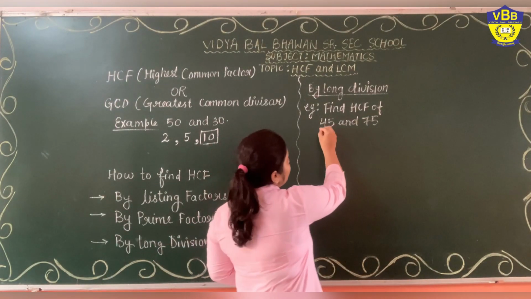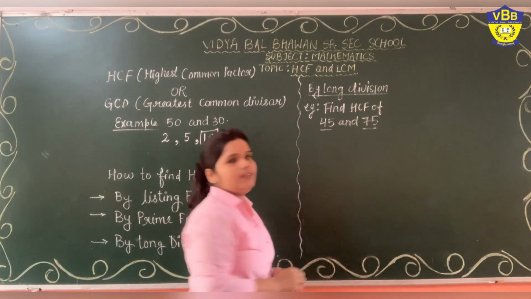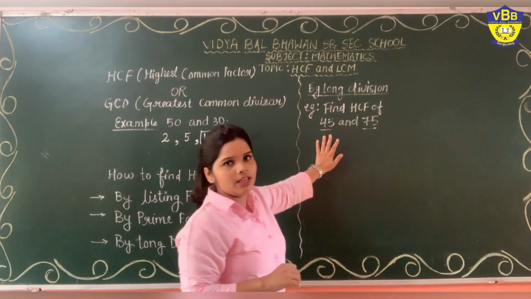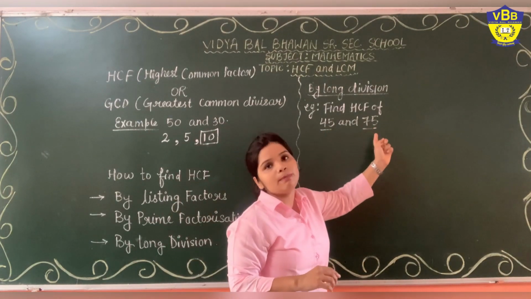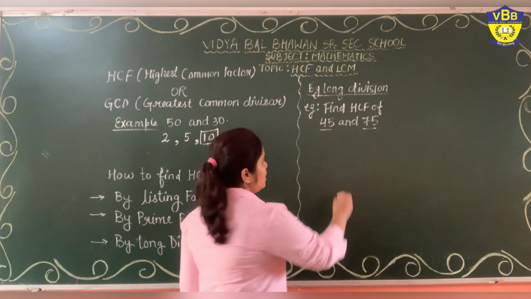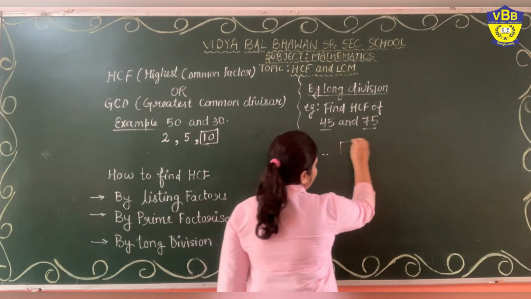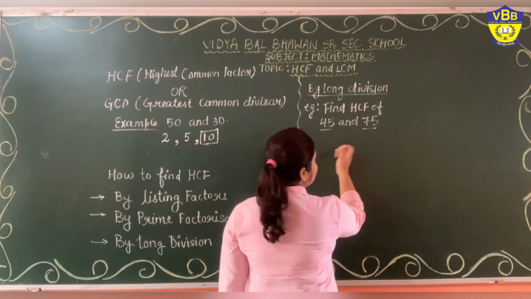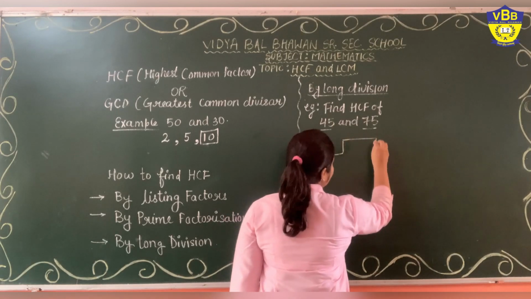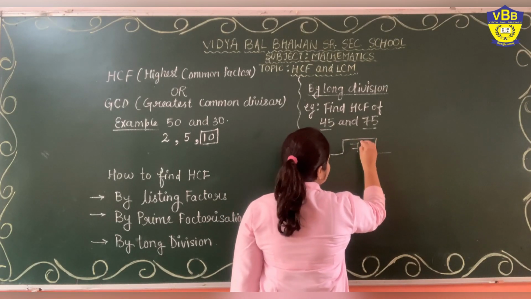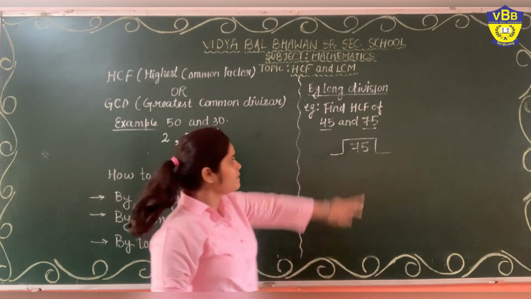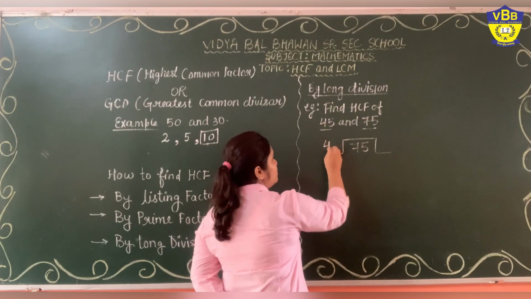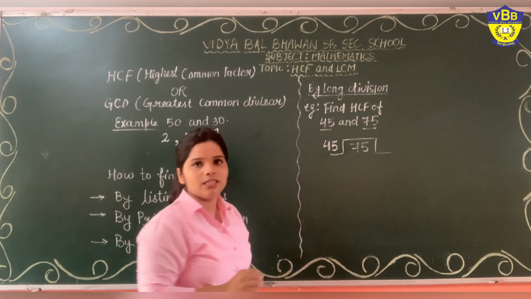So what to do? Here it is 45 and 75. We are having two numbers. So in that particular case, look which one is the bigger. 75 is bigger. So we need to divide here. The largest number, the bigger number, will become the dividend. 75 has now become the dividend, and the smaller number will be the divisor.